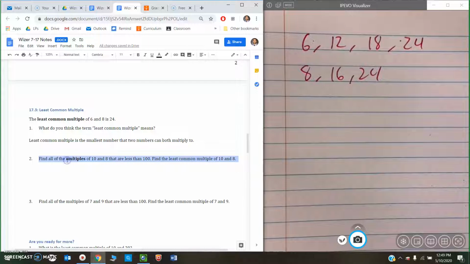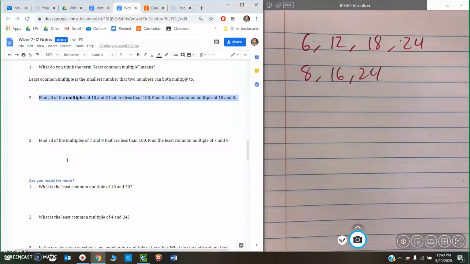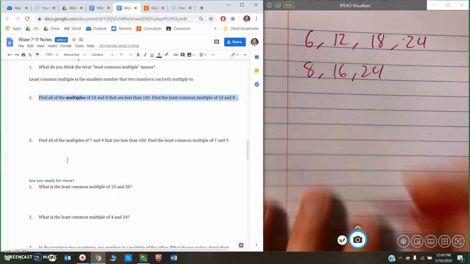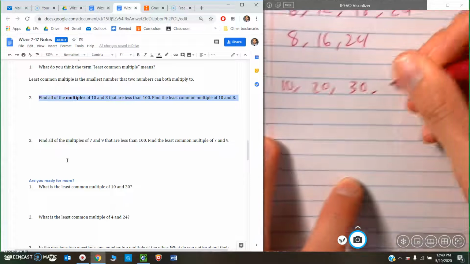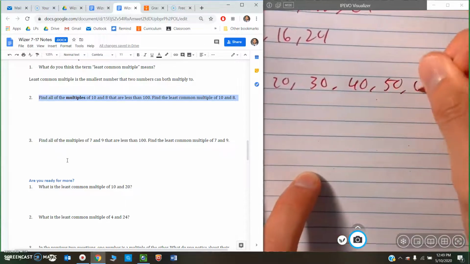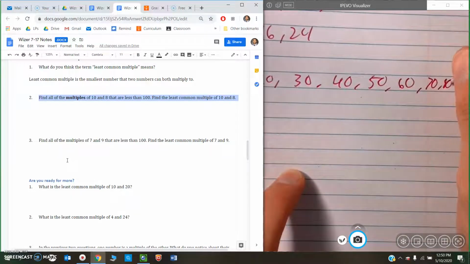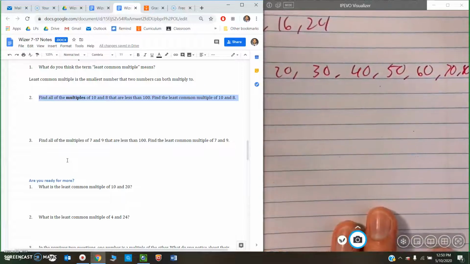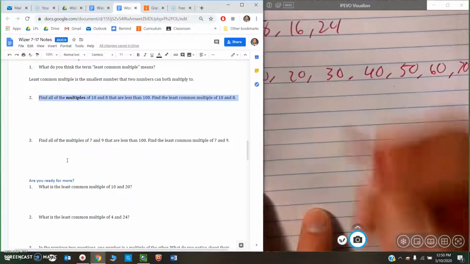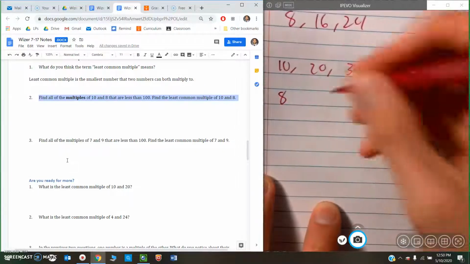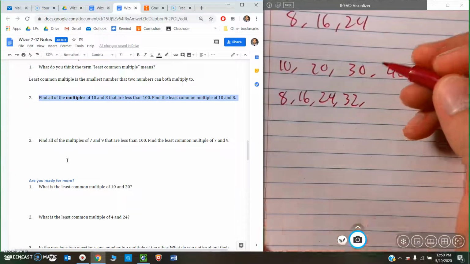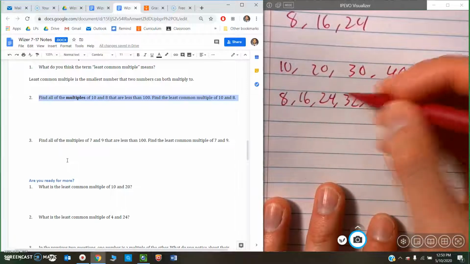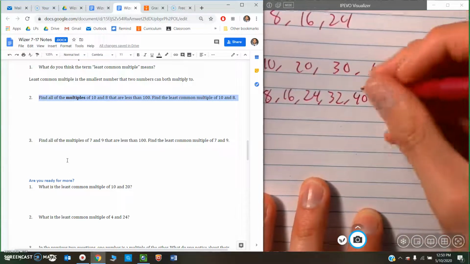So now, find all of the multiples of 10 and 8 that are less than 100, and find the least common multiple of 10 and 8. 10, 20, 30, 40, 50, 60, 70, 80, 90. Because they all need to be less than 100. And 8 be 8, 16, 24, 32. Remember, multiplying is essentially like skip counting. 8 times 1, 8 times 2, 8 times 3, 8 times 4, 8 times 5.